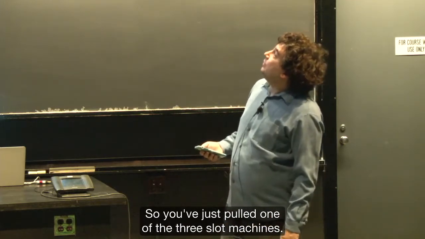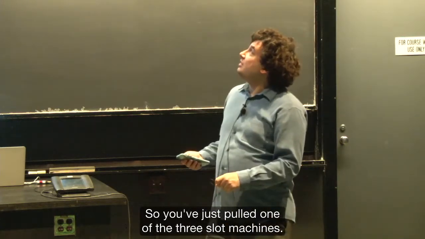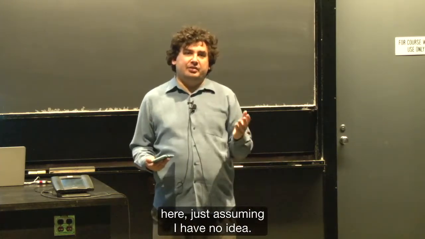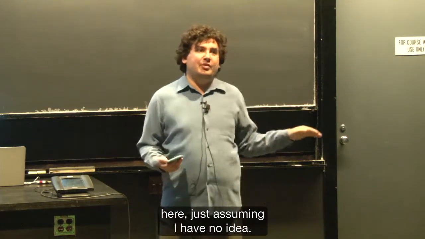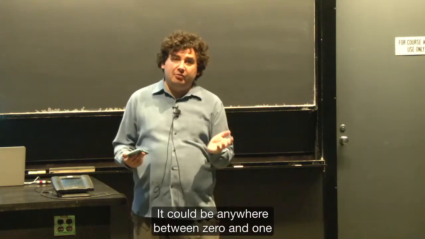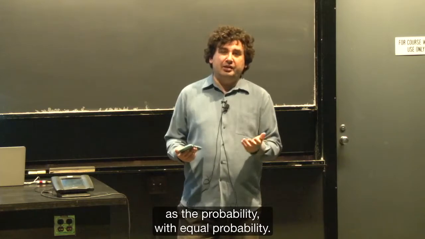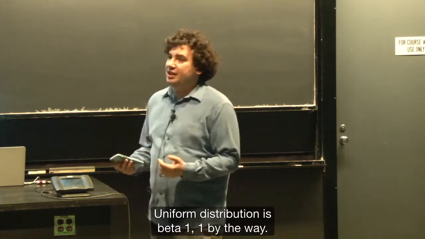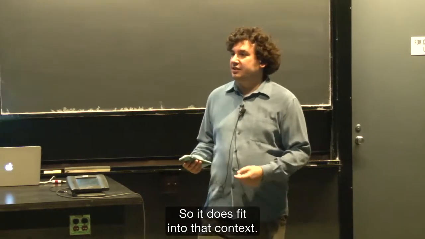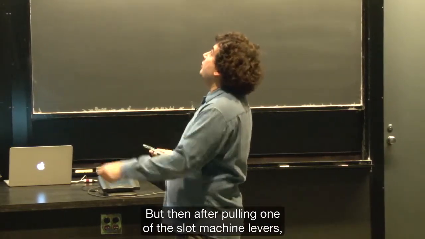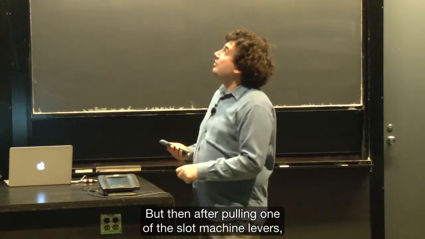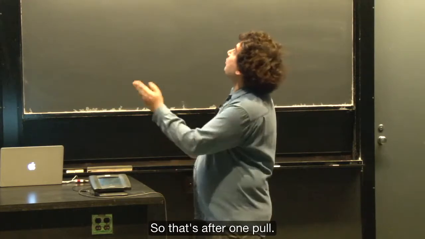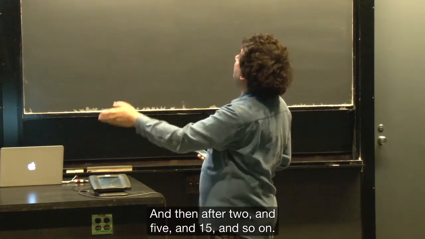So you've just pulled one of the 3 slot machines, and I think you just started with flat priors here, okay? Just assuming, I have no idea, it could be anywhere between 0 and 1 as the probability with equal probability, so uniform distribution, in other words. Uniform distribution is beta 1, 1, by the way, so it does fit into that context. Okay, but then after pulling one of the slot machine levers, then you got data, at least for that machine. Okay, so that's after 1 pull, and then after 2 and 5 and 15 and so on.